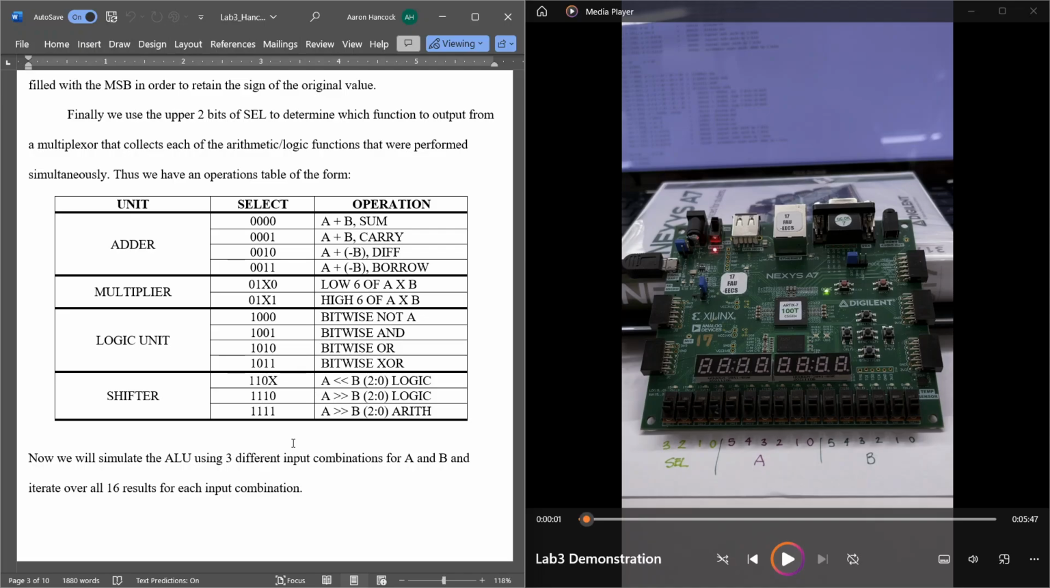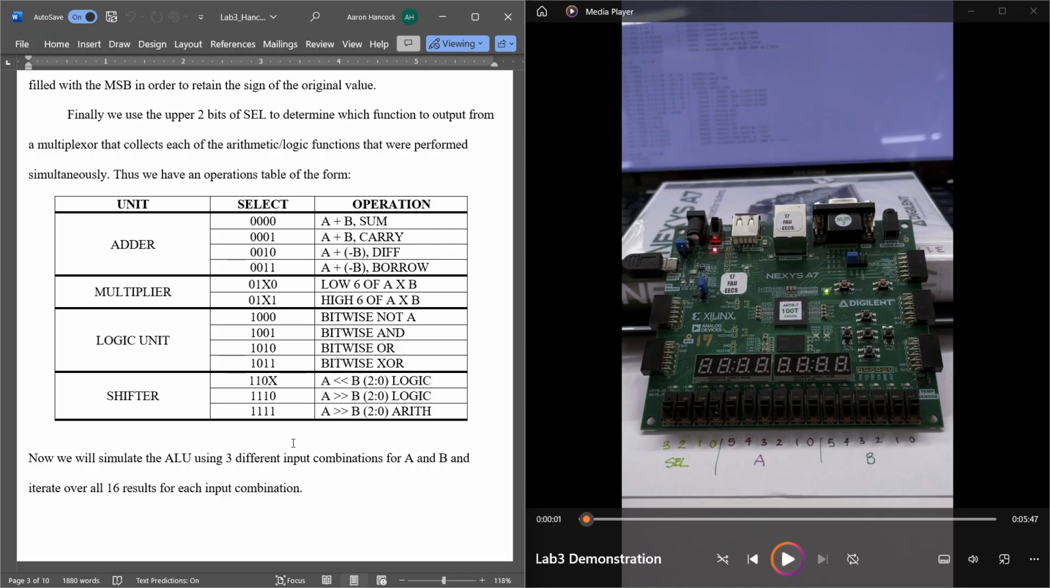For the logic unit, we have inputs 8 through 11. Input 8 will represent the bitwise NOT of A. Input 9 will represent the bitwise AND of A and B. Input 10 will represent the bitwise OR of A and B. And input 11 will represent the bitwise XOR of A and B.